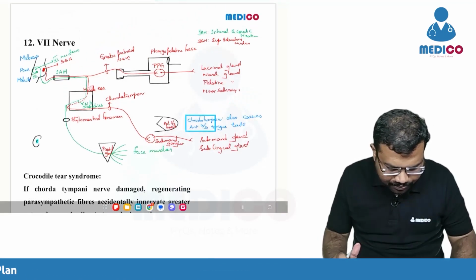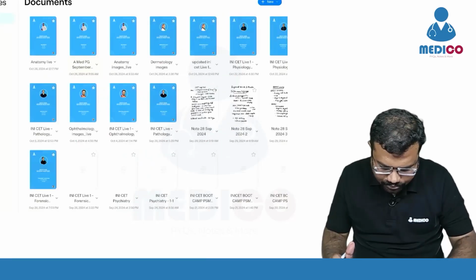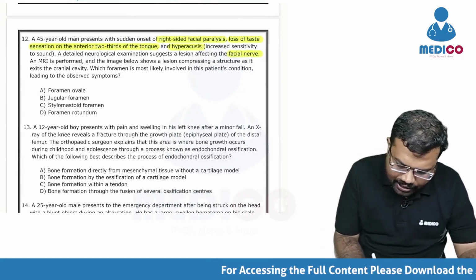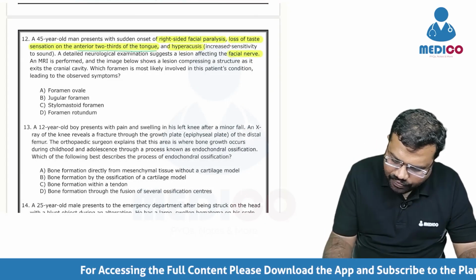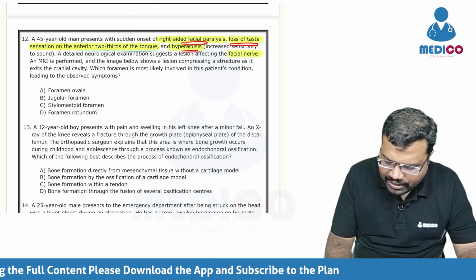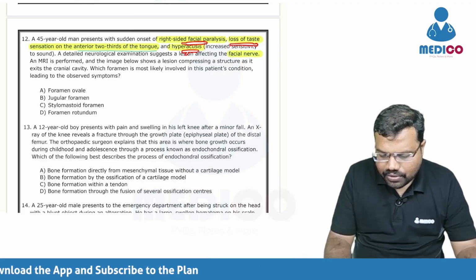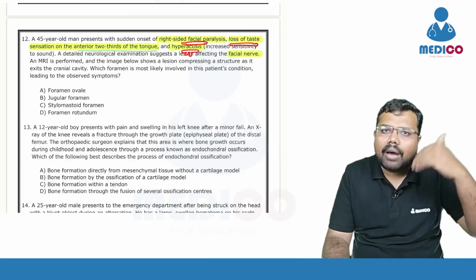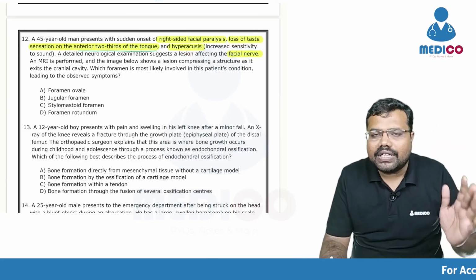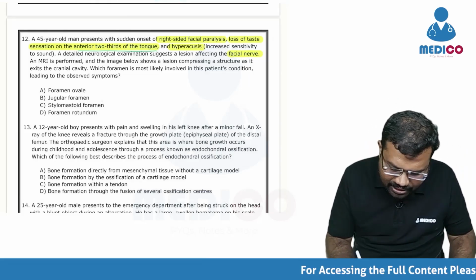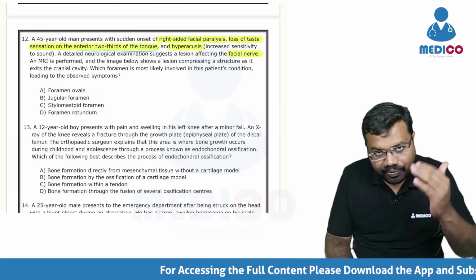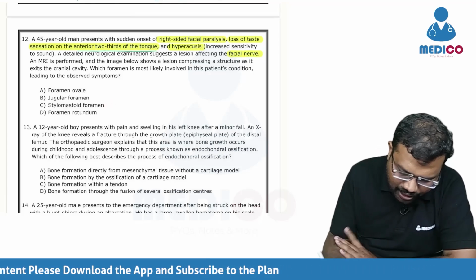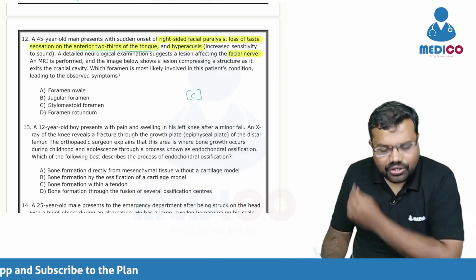Just going back to the question again. In the anterior two-third of the tongue, there is a loss of taste sensation. There is a right side facial paralysis, and there should be hyperacusis. Hyperacusis occurs when there is a paralysis of stapedius. So when there is a paralysis of stapedius, the lesion should be above the branch to stapedius. Then only we can say this must be the lesion. But here there is no other option to go with the facial nerve. The facial nerve is associated only with the stylomastoid foramen. So stylomastoid foramen will be the answer.